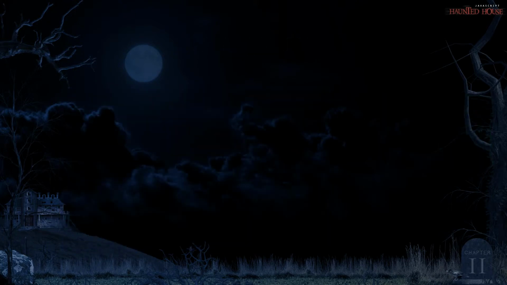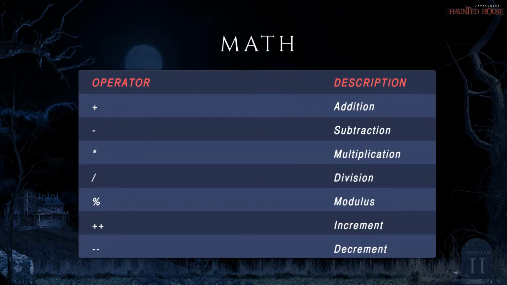Now that we have learned how to declare numerical variables, let's move on and see how to do math with them. Arithmetic operators are used to do math with numbers. Let's see how we can use them.